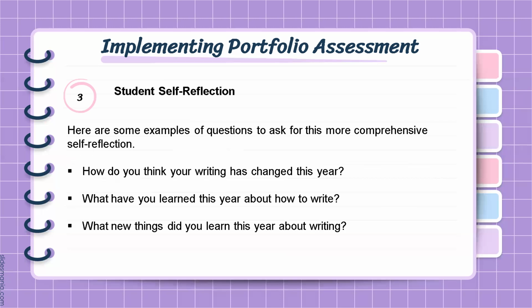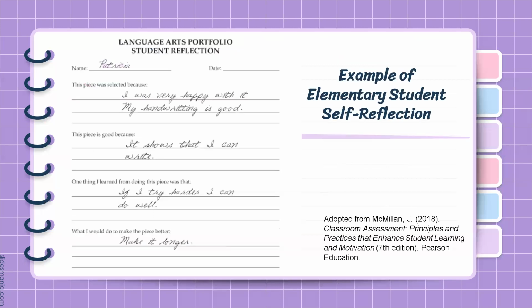These questions may include, how do you think your writing has changed this year? What have you learned this year about how to write? And what new things did you learn this year about writing? And here is an example of elementary student self-reflection adapted from Macmillan 2018.